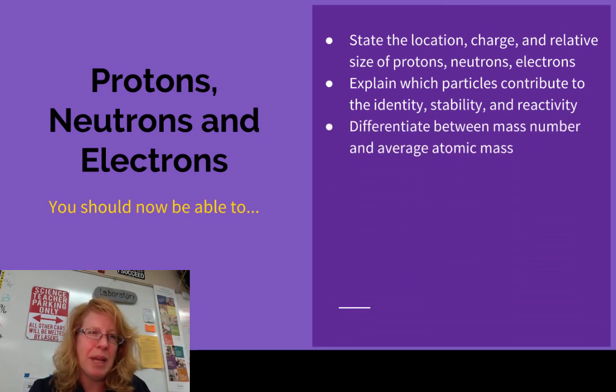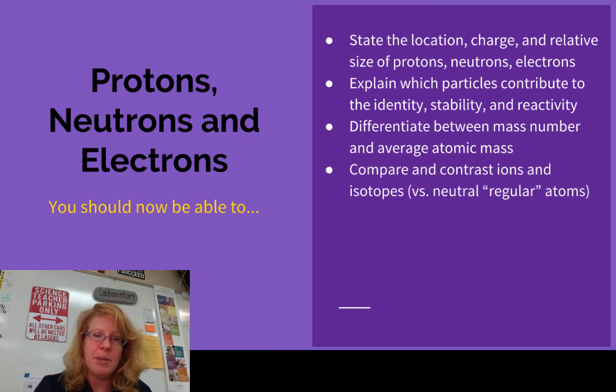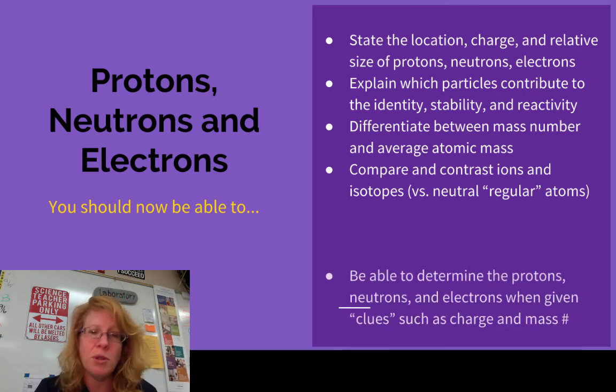You should be able to tell me a little bit about the difference between mass number and average atomic mass, like which one's on the periodic table, which one's a whole number, and which one's an average versus a count. And we'll practice some examples in class as well. You should be able to tell me the difference between an ion and an isotope versus a basic atom, like an ion has a charge versus an isotope has a particular mass number or maybe a different number of neutrons.